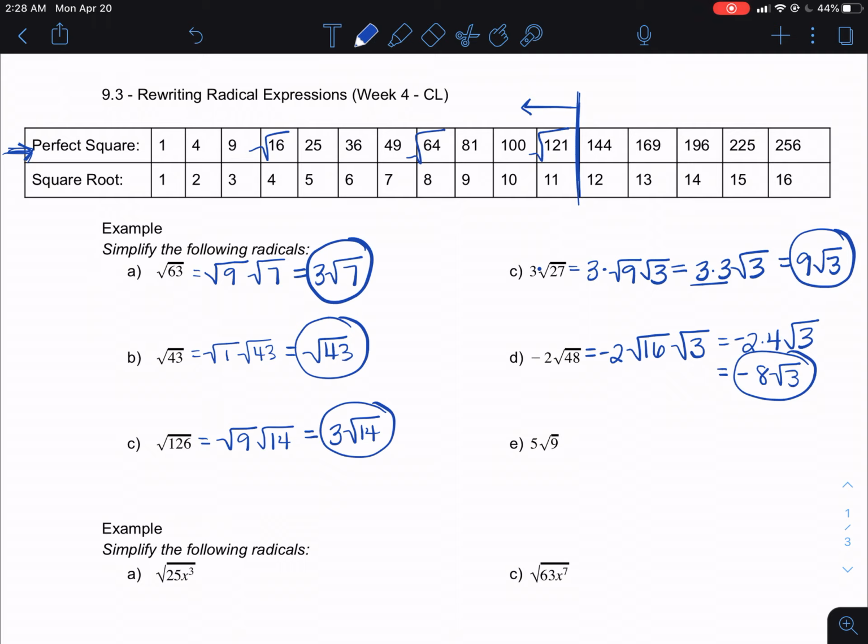And looking at E, we have 5 times the square root of 9. Well, here we already know the square root of 9 is 3. And 5 times 3 is 15.